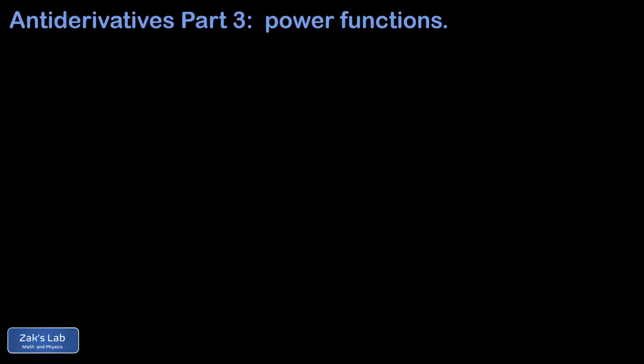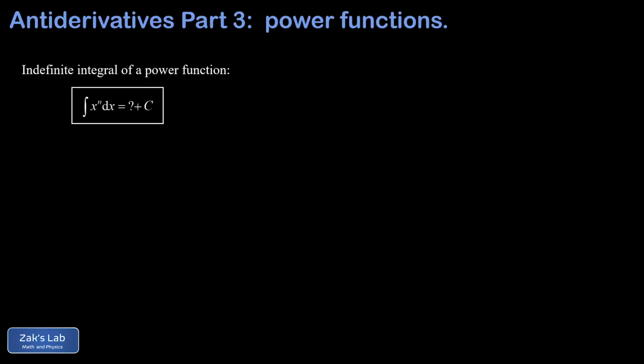This video is the third in a short series on antiderivatives and indefinite integrals, and our goal this time is to learn how to calculate indefinite integrals of power functions. So there's the indefinite integral of a power function, and we see that a power function means x raised to some power. And notice that whatever the answer is, we have a plus c attached to it because the indefinite integral is the most general antiderivative and it comes with an arbitrary additive constant.